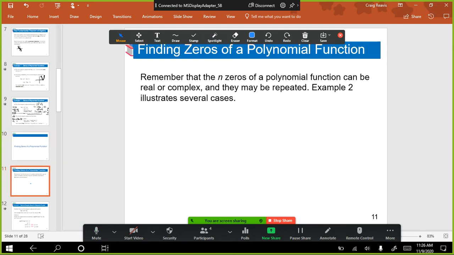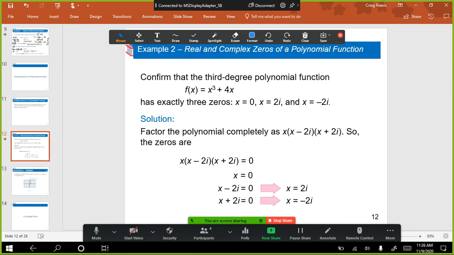Remember that the n zeros of a polynomial function can be real or complex. They may be repeated. Example 2 here illustrates several cases.